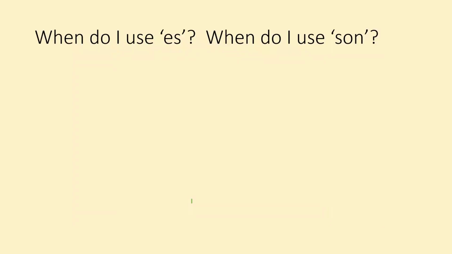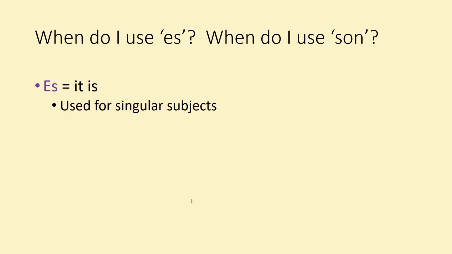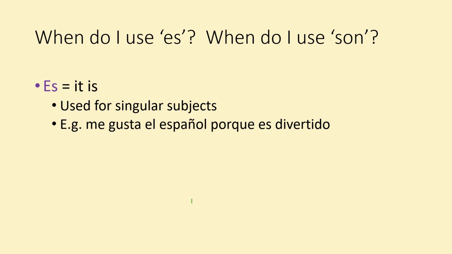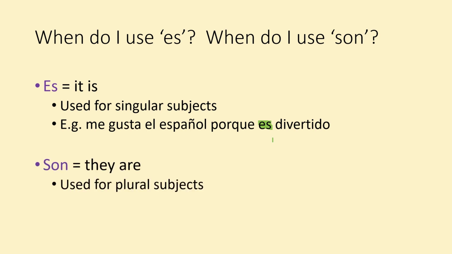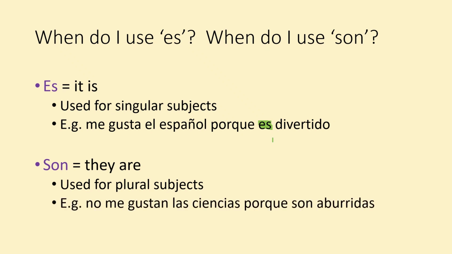So, when do I use es and when do I use son? These are key verbs that we need for today. Have a quick chat with your partner and come back for the answers. So es, we know means it is, and it's used for those singular subjects. For example, me gusta el español porque es divertido, because it is. And son is for that plural subject because we're saying they are. So the example on the screen is no me gustan las ciencias porque son aburridas.